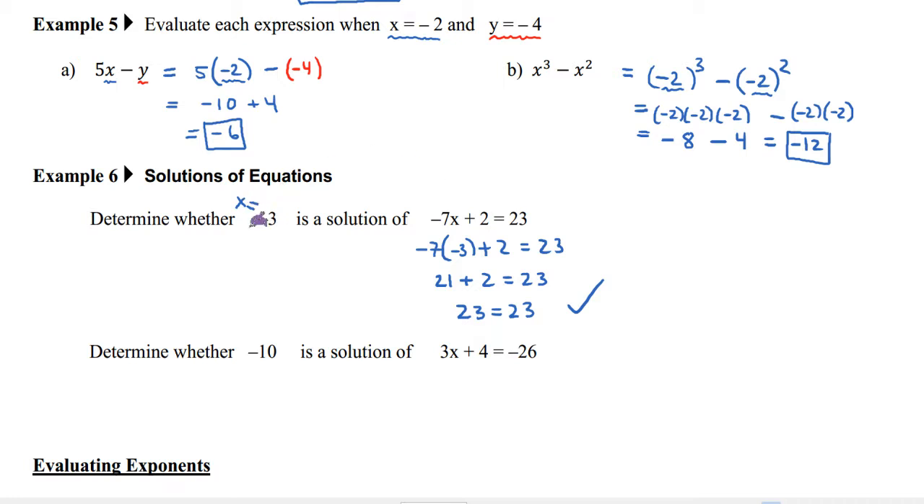So we have 23 equals 23, so that means that this really is a solution. Okay. Determine whether negative 10 is a solution to this. So there we're talking about x equals negative 10. So what happens now if we plug in negative 10 for this one? We will have negative 30 plus 4, and that's negative 26 equals negative 26.